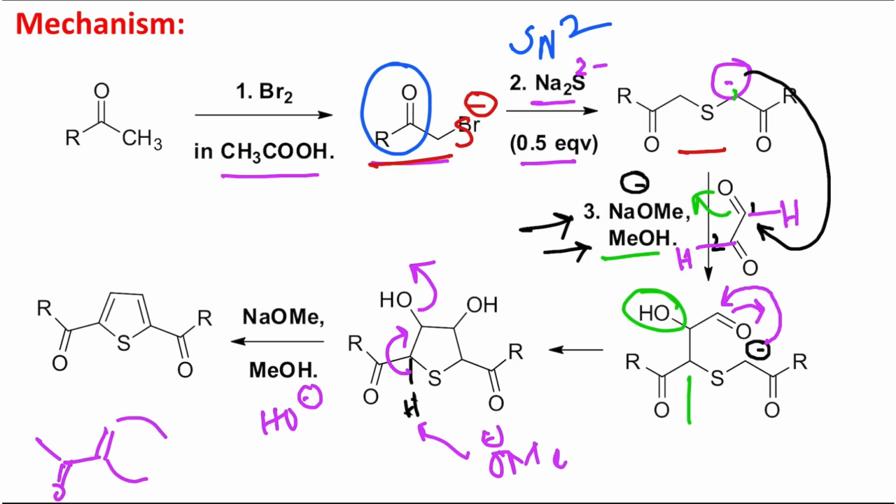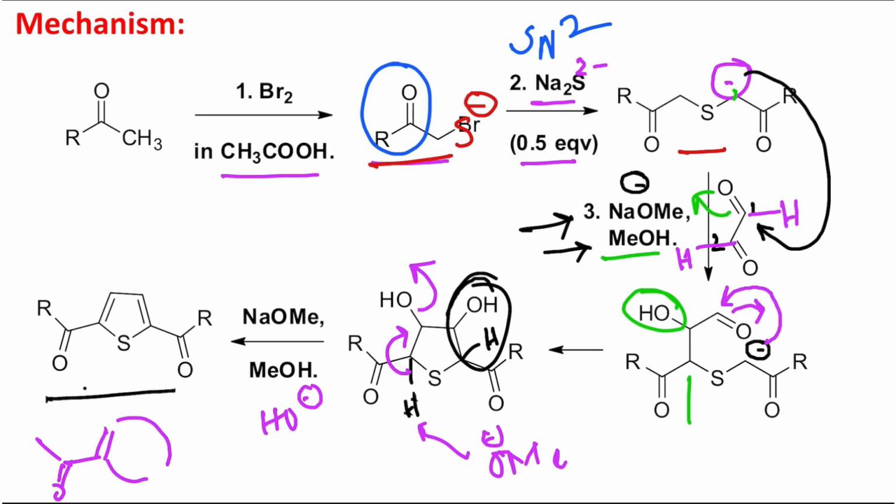I'm not going into other things. This is an alpha beta unsaturated carbonyl derivative. It's stable, conjugated, so that's why it will produce. But in the next step, another will also follow the same strategy, meaning this proton and this. Okay, and after that, what will it produce? It will produce a thiophene derivative.